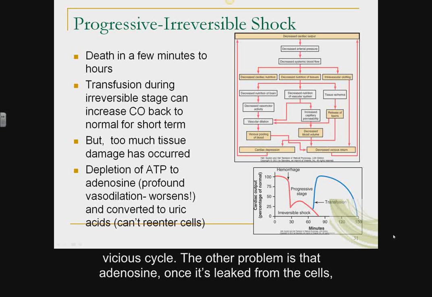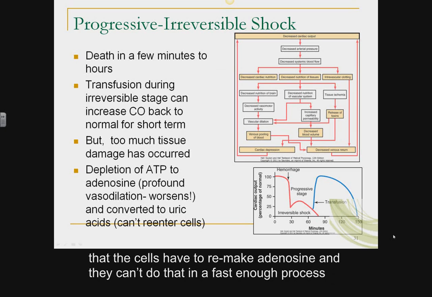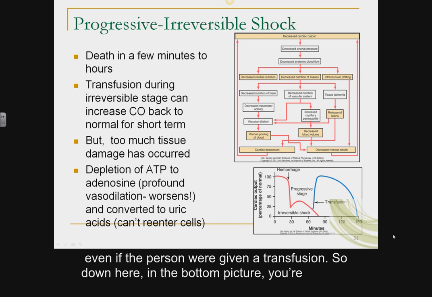Again, a vicious cycle. The other problem is that adenosine, once it's leaked from the cells, it's converted into uric acid, and the uric acid cannot re-enter the cells. That means the cells have to remake adenosine, and they can't do that in a fast enough process, even if the person were given a transfusion.